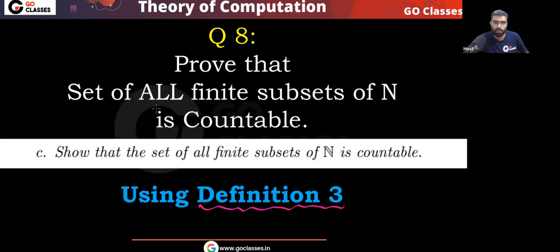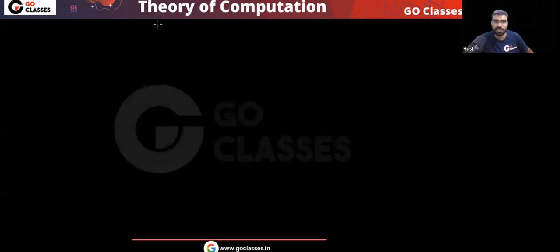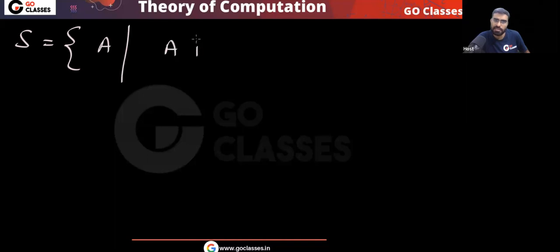So tell me, prove that the set of all finite subsets of N is countable. First you understand what the question is asking. The question is asking, in here you have finite subsets, where A is a finite subset of N.